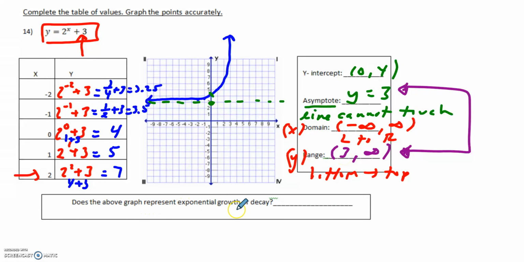Does the above graph represent growth or decay? Well, it's going to represent growth, because from left to right, the graph is increasing.